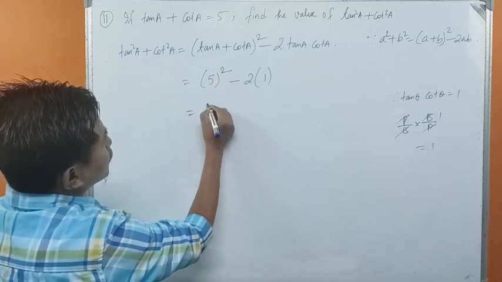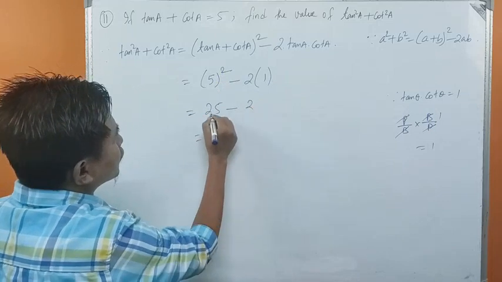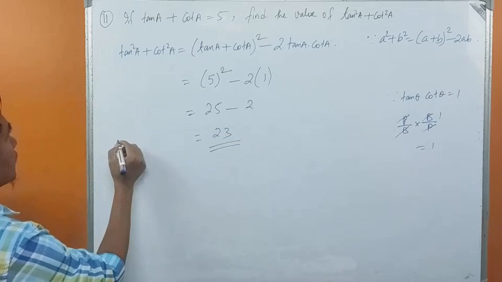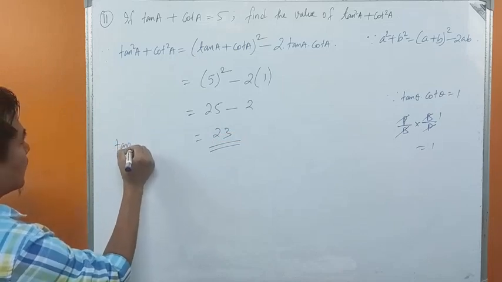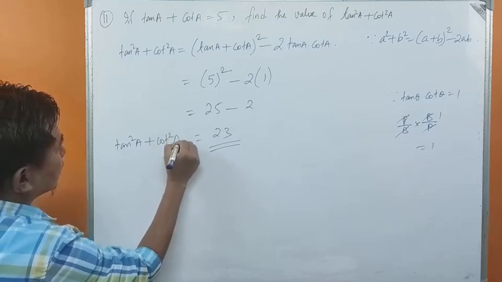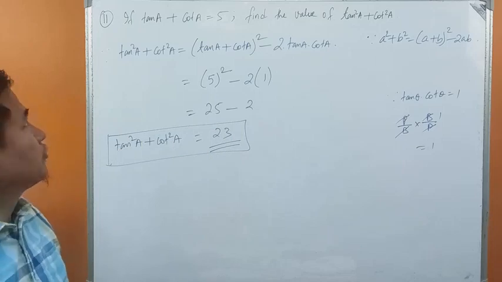So 5 square is 25 minus 2 ones are 2. 25 minus 2 is 23, isn't it? So we were asked to find the value of tan square A plus cot square A, isn't it? The value of tan square A plus cot square A equals 23. Okay, so this is the answer for question number 11.